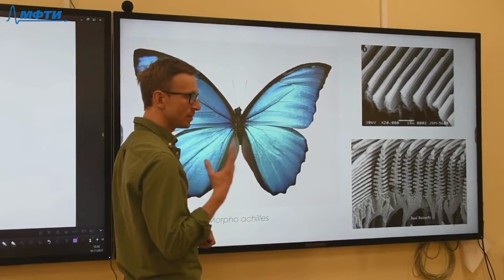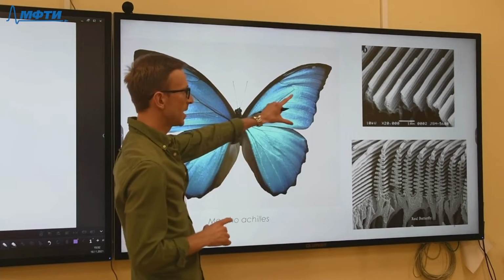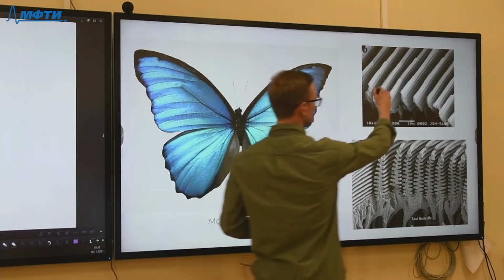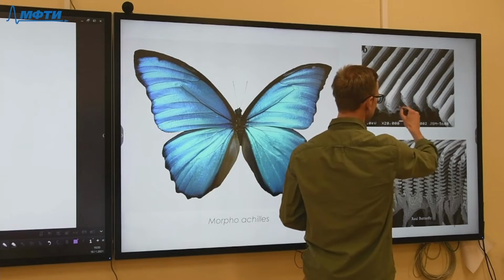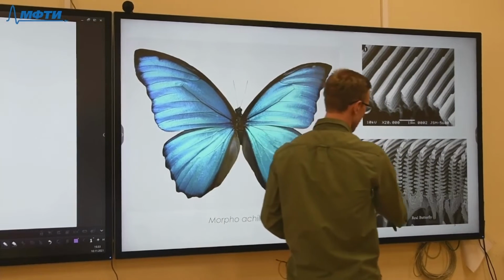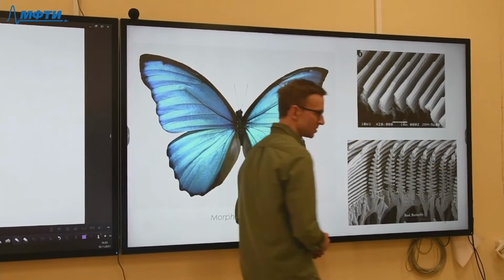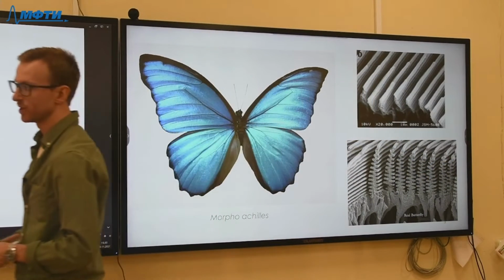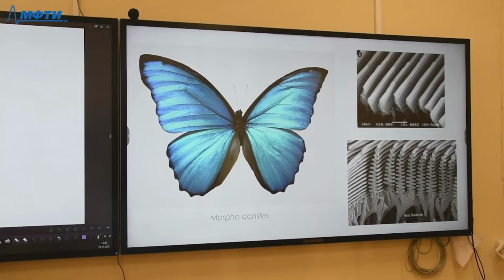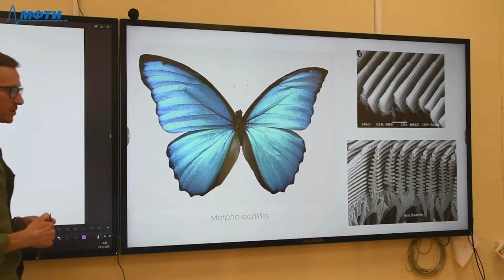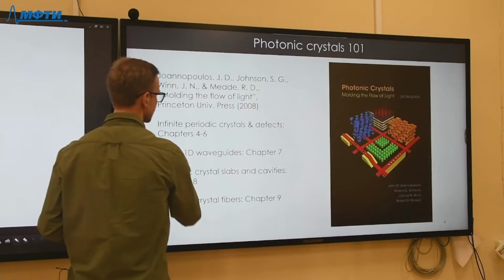The common feature of these two structures is that they are periodic. This structure is periodic in this direction and in this direction, and this structure is also almost periodic in the vertical direction and periodic in this direction. Any such structure that has at least one periodicity is referred to in nanophotonics as a photonic crystal. And today we're gonna look at fundamental properties of various photonic crystals and their applications.